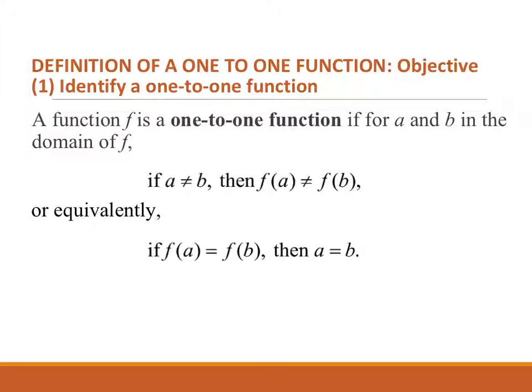Definition of a one-to-one function. Our first objective is to identify a one-to-one function. A function f is one-to-one for a and b in the domain of f if a does not equal b, then f of a does not equal f of b. Equivalently, if f of a equals f of b, then a equals b.